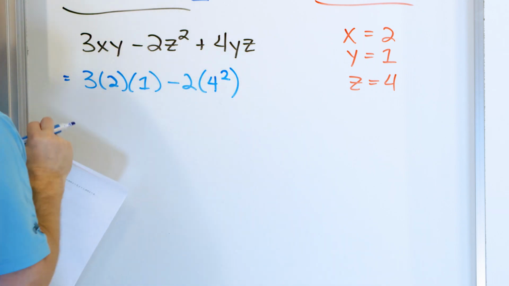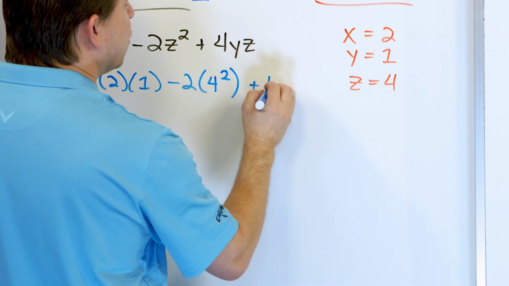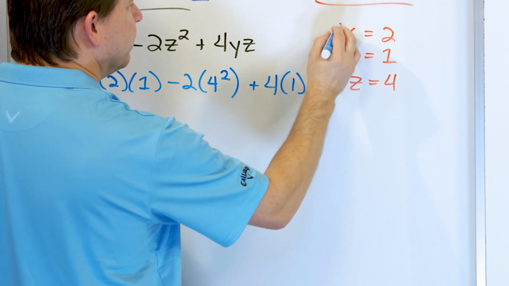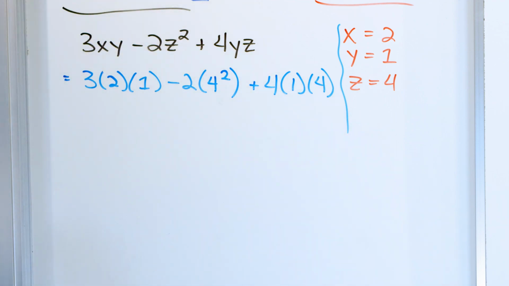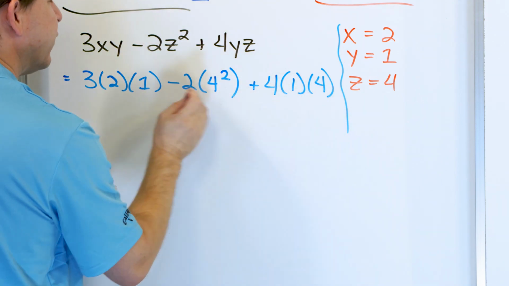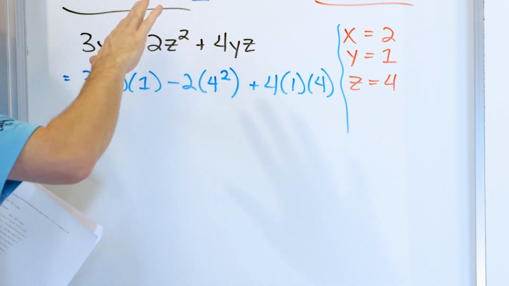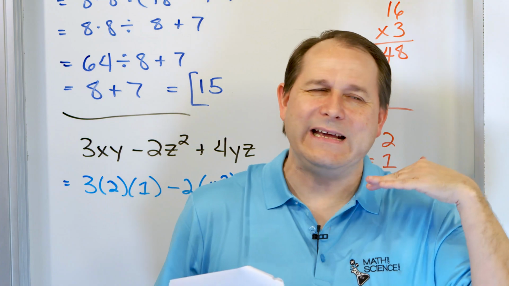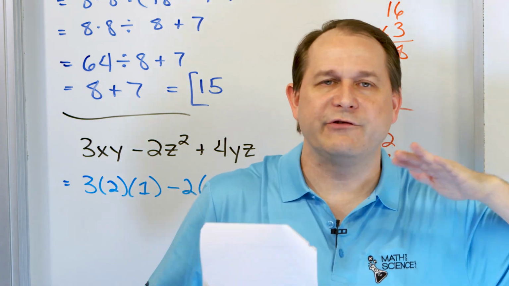The 4 squared is multiplied by the 2. And then we have 4 times y, which is 1, times z, which is 4. So a little divider right there. Now, everything, this and this and this, they're all linked by pluses and minuses, and all of that goes at the end of the order of operations. Any exponents or multiplication or division always happens first.